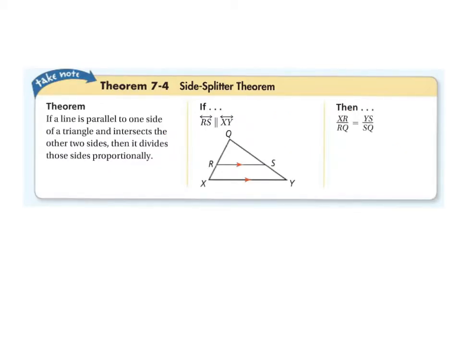Alright, so the first theorem is called the side splitter theorem. This theorem says that if a line is parallel to one side of a triangle, and it intersects the other two sides, then it divides those sides proportionally. So it says if line RS is parallel to line XY, so these are parallel as indicated by the arrows, then these sides XR and RQ is proportional to YS and SQ.